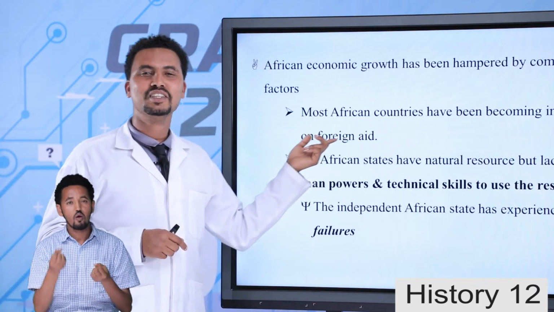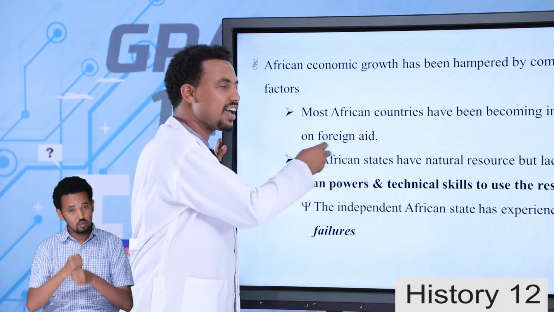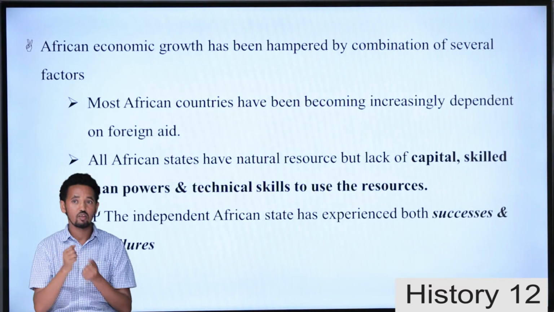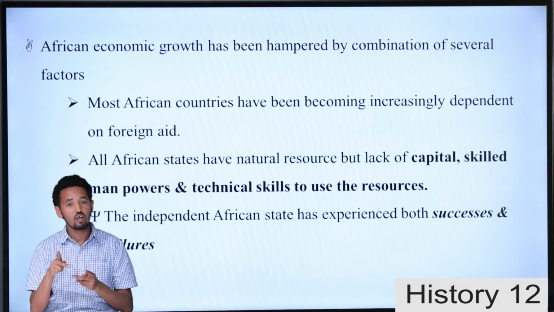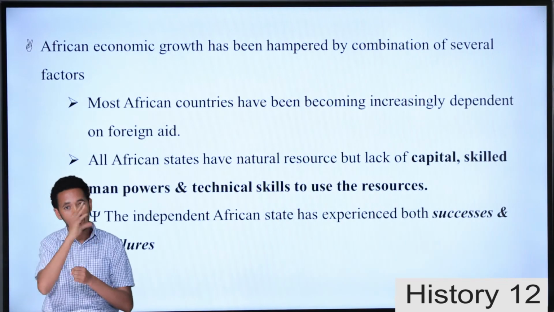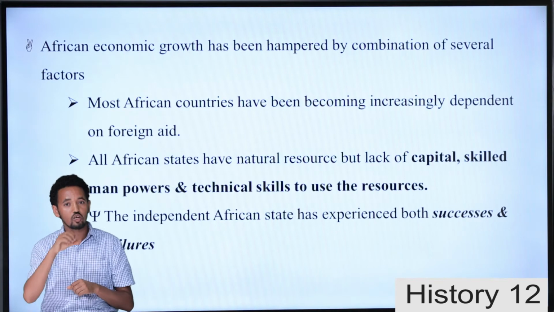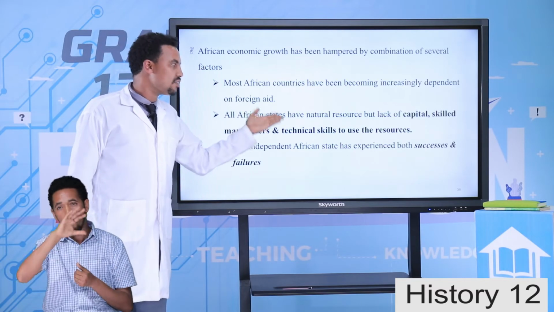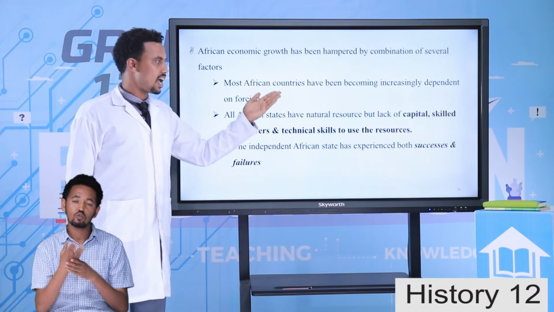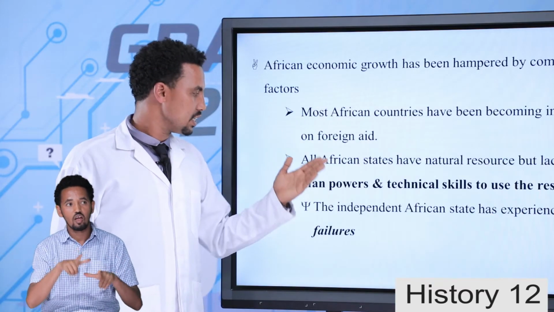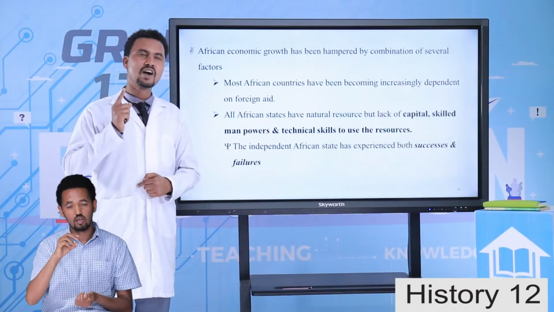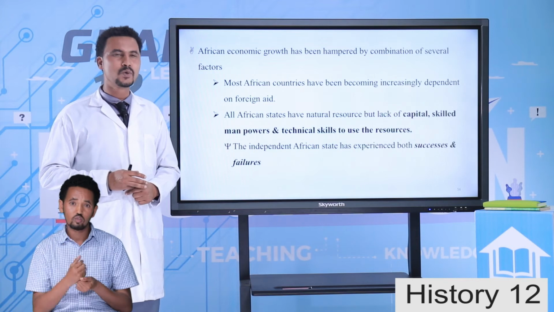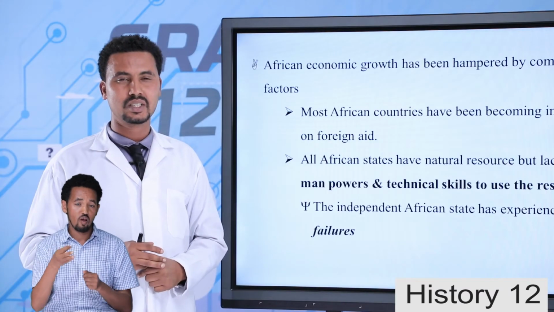Most of the African countries were supported by foreign aid, especially the aid of Western countries, until nowadays, and Far East and Middle East countries like China. Nowadays the supporters of African countries, especially the West and the European countries, aid most of the African states. All African states have natural resources, but lack capital, lack skilled manpower and lack technical skills to use the resources. It was one of the main problems of African countries.